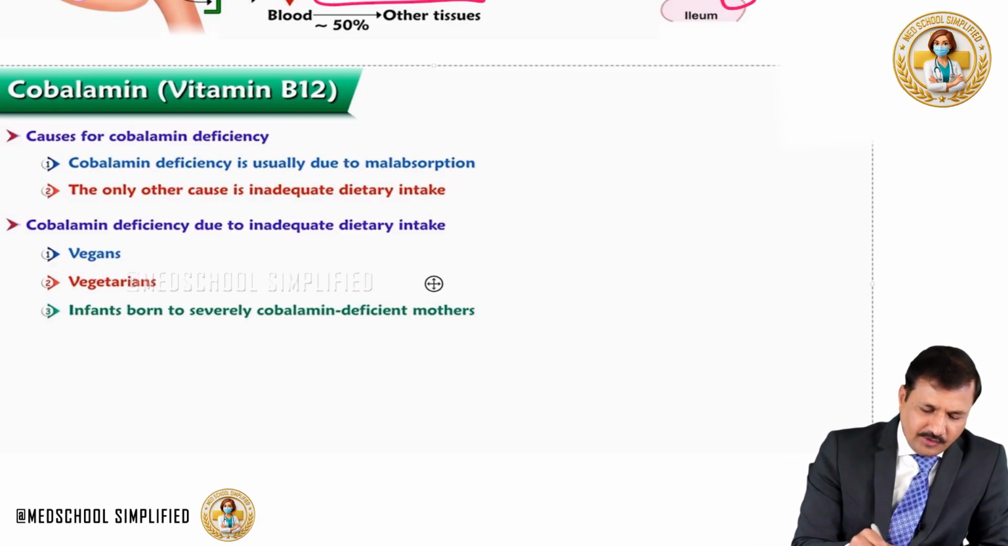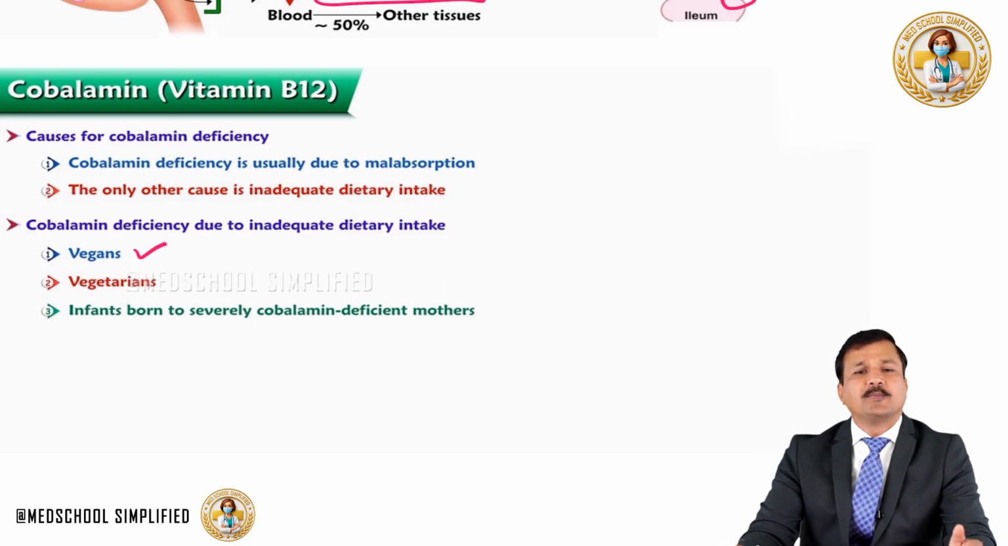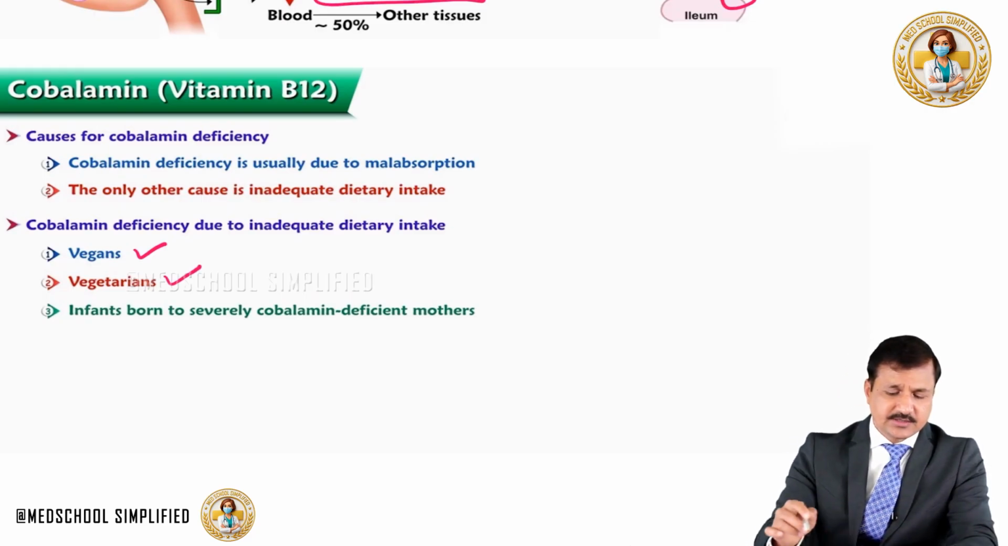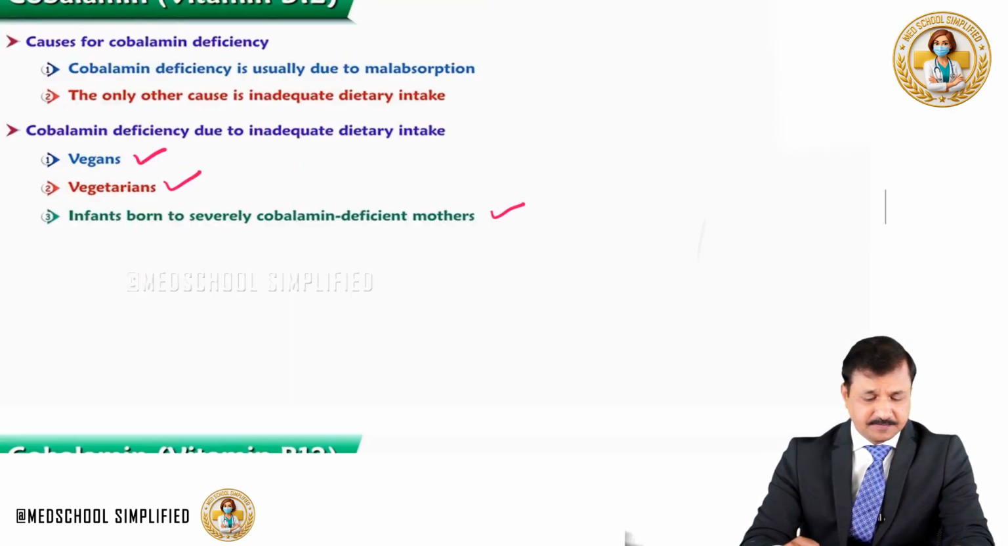It is seen in vegans. Cobalamin deficiency is commonly seen in vegans who omit meat, fish, eggs, cheese, or anything that comes from an animal source. The largest group of vegetarians in the world, those who omit or restrict foods coming from animal sources, can be at risk of cobalamin deficiency, and that includes vegetarians and vegans. Infants born to severely cobalamin deficient mothers can also suffer from cobalamin deficiency.